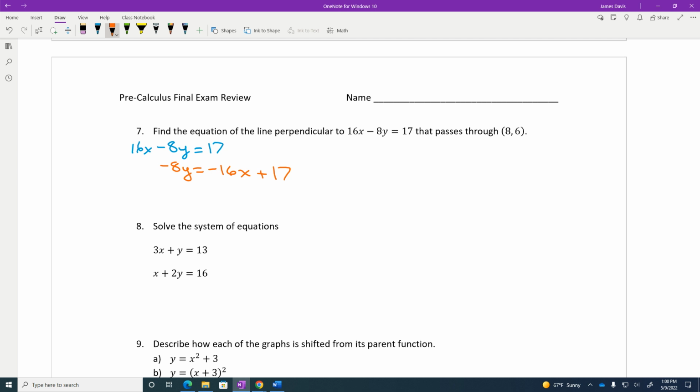We can then divide by negative 8. Make sure you divide every term by the negative 8. So then we'll have just y equals, this becomes positive 2x minus 17. So we had to rewrite the given equation first, solving for y. Now we can identify this slope as 2. So what's the perpendicular slope?